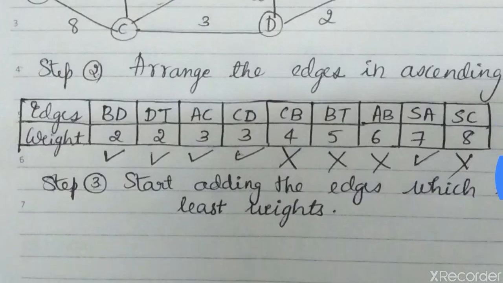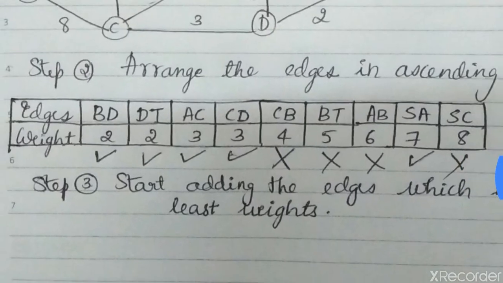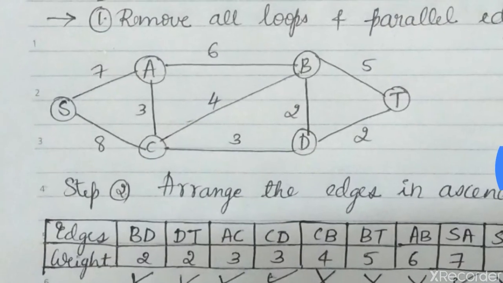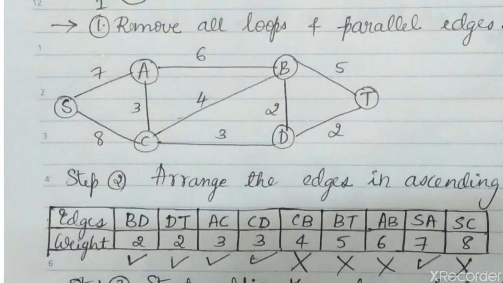Now in the third step, if BD and DT have the same weights, that is 2 and 2, you can take either edge as first or second. You can take BD or you can take DT.